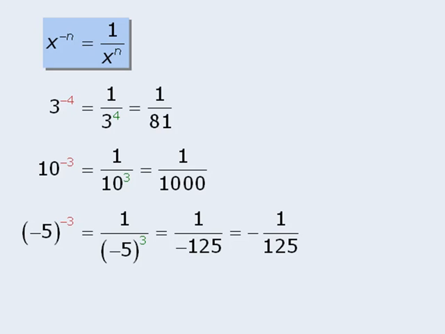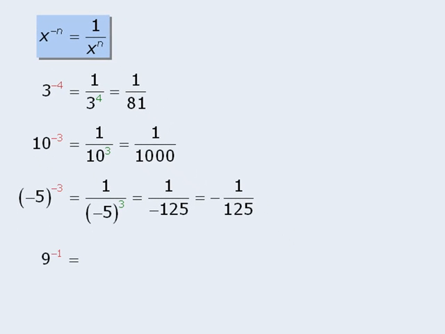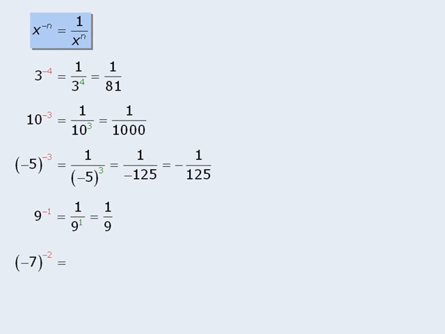and we can rewrite this fraction as negative 1 over 125. 9 to the power of negative 1 is the same as 1 over 9 to the power of positive 1, which is equal to 1/9. And finally, negative 7 to the power of negative 2 is equal to 1 over negative 7 to the power of positive 2, which is equal to 1 over 49.